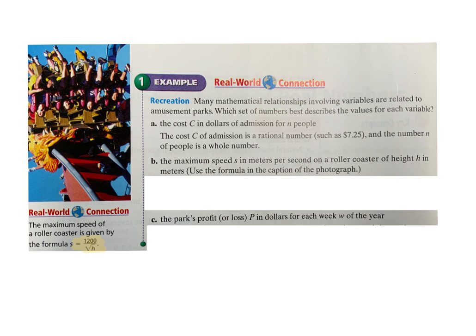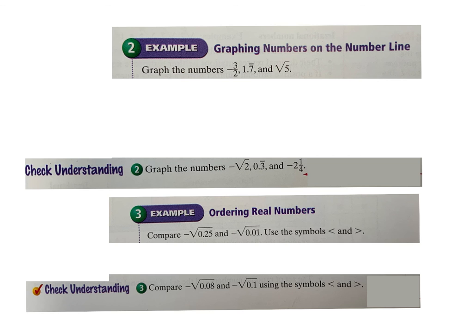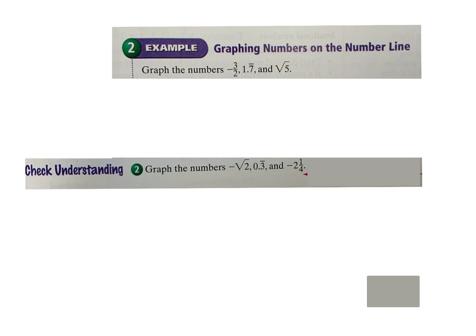Look at the last one. The park's profit in dollars for each week of the year. Once again, dollars is going to be what? Rational. Any questions on this? Questions on doing it? Let's look at graphing. This is a lot going on here. So we'll just delete these guys here. There we go. All right, graphing.